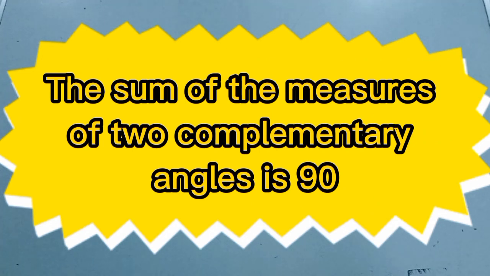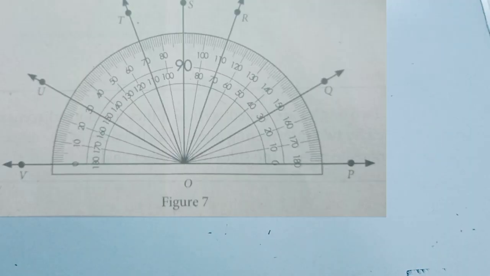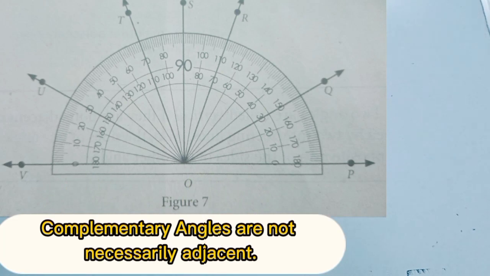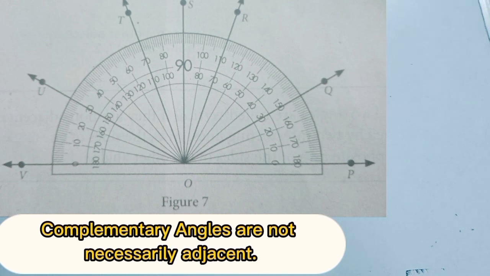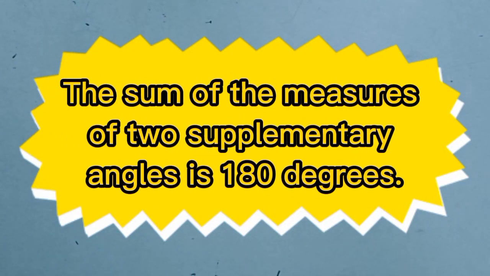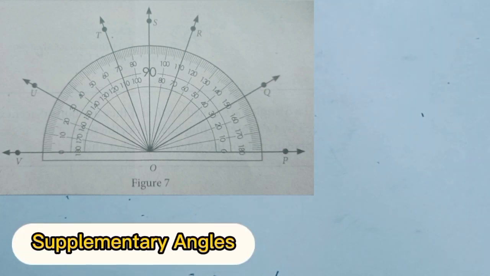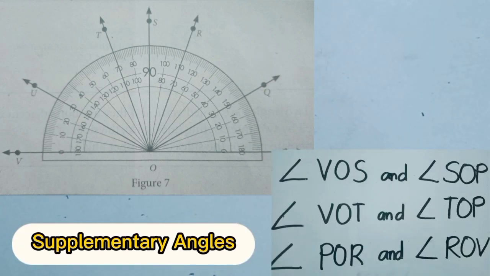Remember, class, that the sum of the measures of two complementary angles is 90 degrees. Using figure 7, angle VOT and angle TOS are complementary angles. Complementary angles are not necessarily adjacent. Also remember that the sum of the measures of two supplementary angles is 180 degrees. Using figure 7, we have three pairs of supplementary angles: angle VOS and angle SOP, angle VOT and angle TOP, angle POR and angle ROV.